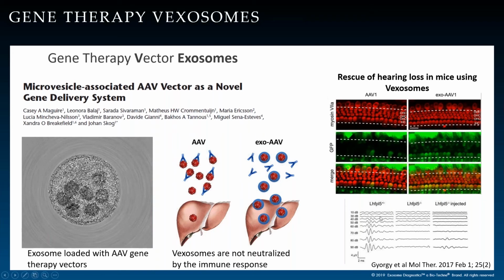And that was recently shown in this gene therapy paper, where these exosomes rescued hearing. There were mice that had a genetic defect, so they couldn't hear. However, when they introduced the gene using a standard gene therapy vector, it didn't work. When you put the gene therapy vector inside an exosome, it did rescue hearing of these mice.